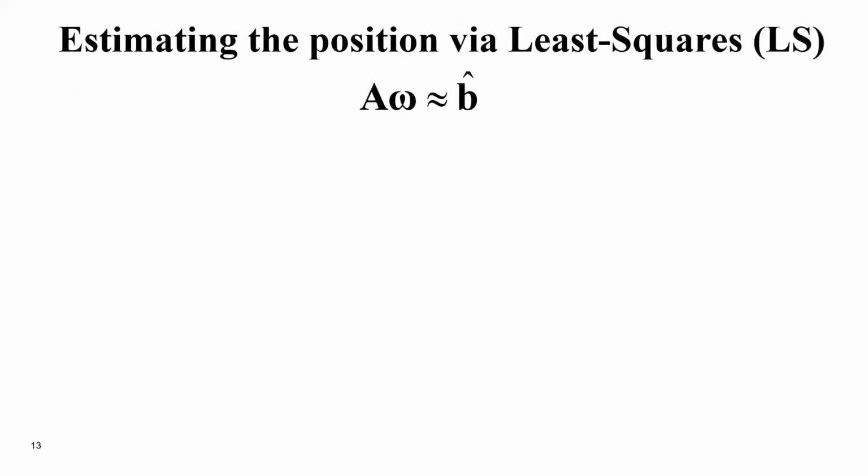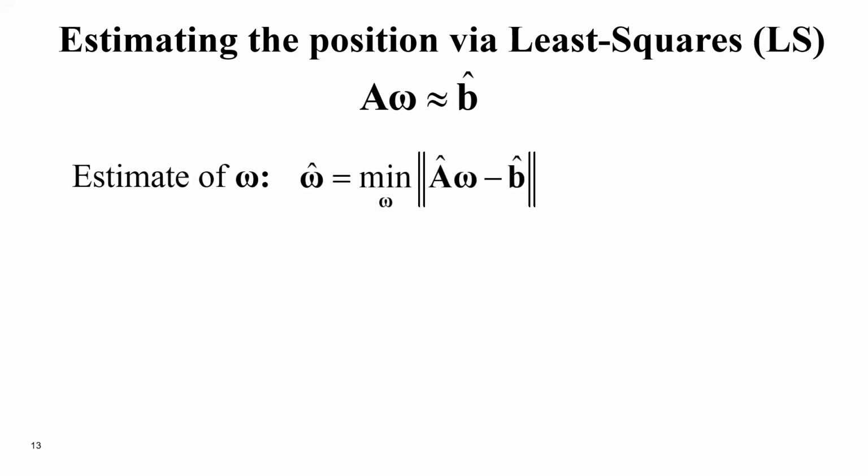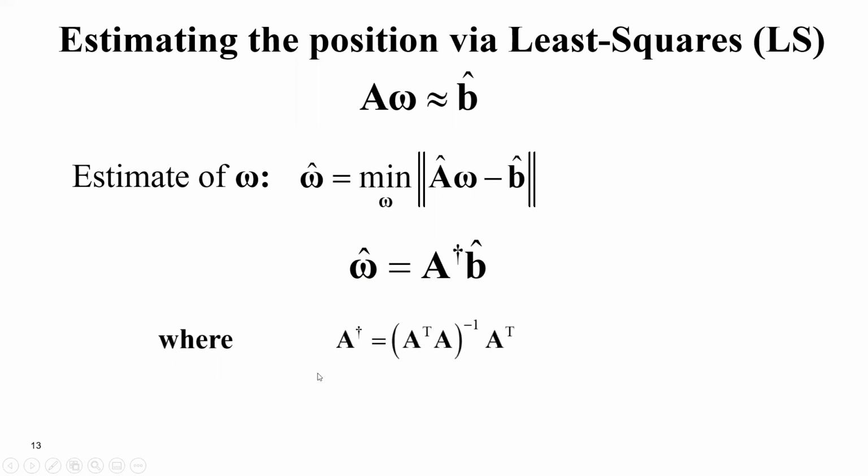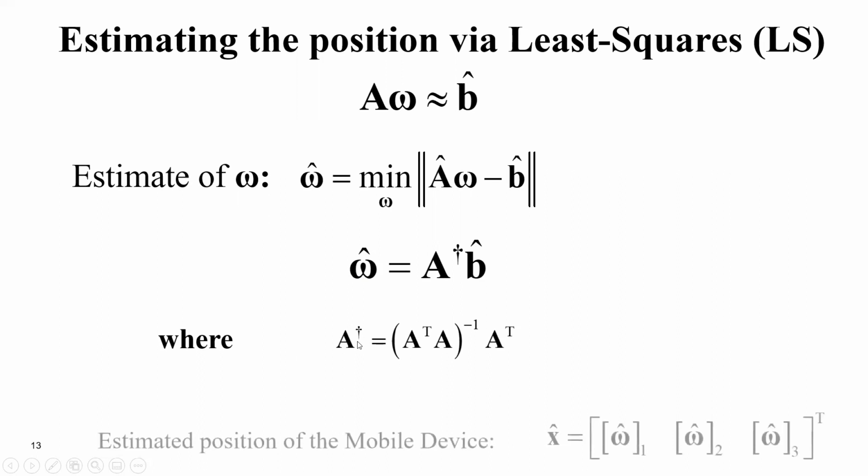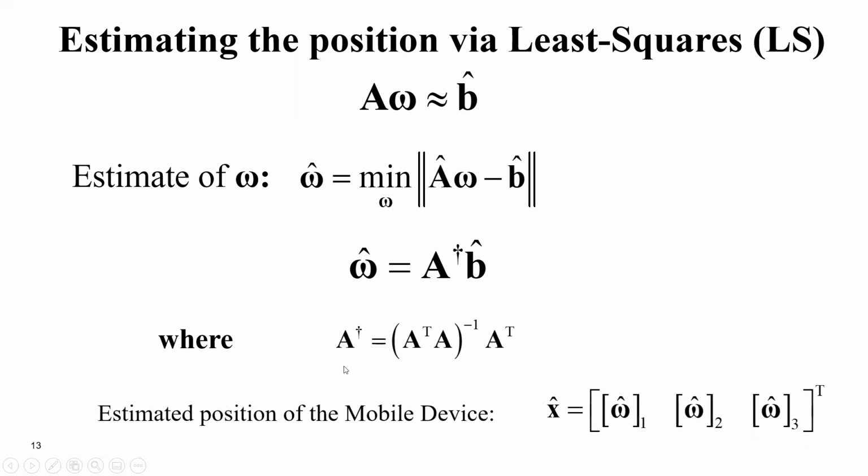In the least squares method, we have A multiplied by omega approximated to b hat, and the estimate of omega is the value that minimizes this value. Therefore, we have omega hat equal to the pseudo-inverse of A multiplied by b hat, where this is the equation of the pseudo-inverse of A. The estimated position of the mobile device is the first three elements of omega hat.